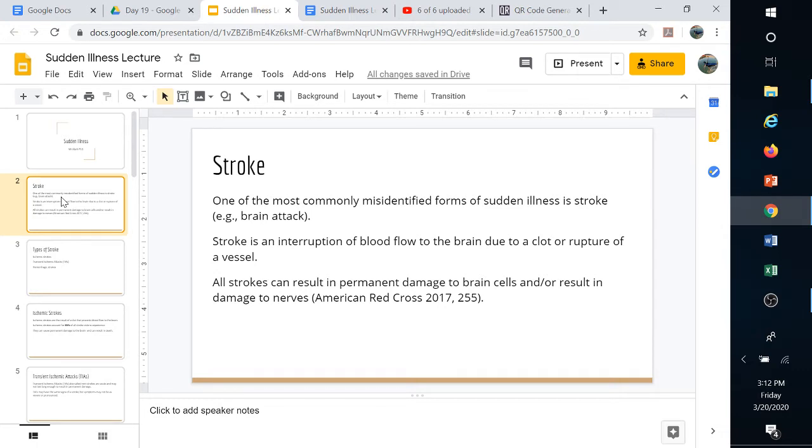One of the most common misidentified forms of sudden illness is stroke, also called brain attack. It's an interruption of blood flow to the brain due to either a clot or a rupture. So there's a vessel that has ruptured, like a hemorrhagic stroke, or you have a clot that goes through and closes off an area so that blood flow can't get to it. So that's the reason this skill is extremely important.